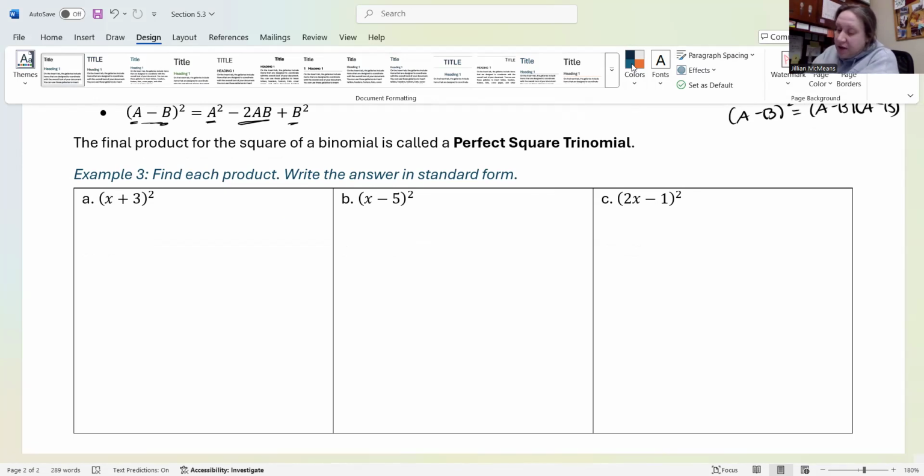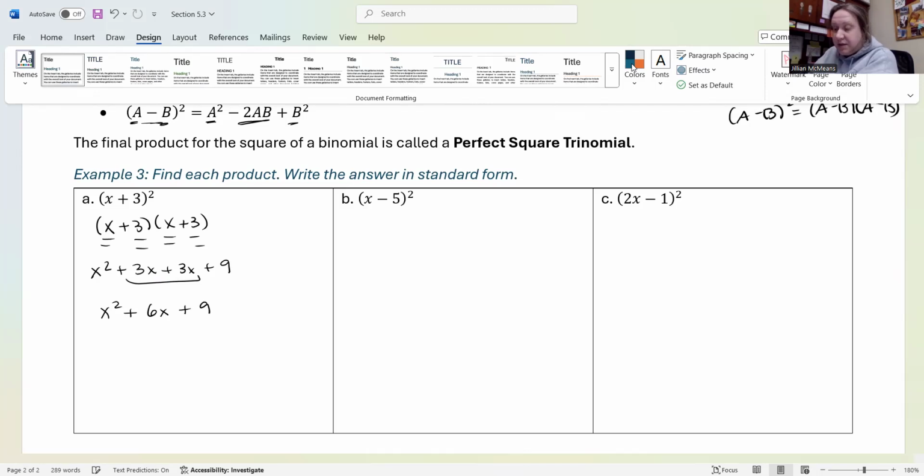So we're going to make sure that we understand that this is x plus 3 squared, or x plus 3 squared is x plus 3 times x plus 3 is what I should have said. If we do the FOIL method, we get x times x, which is x squared. We then do x times 3, which is 3x. 3 times x is 3x. 3 times 3 is 9. The middle terms combine, we get x squared plus 6x plus 9.